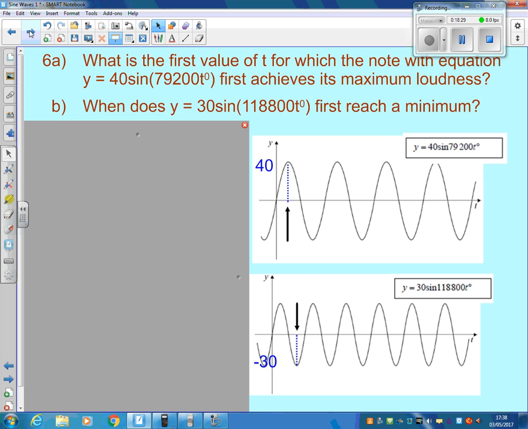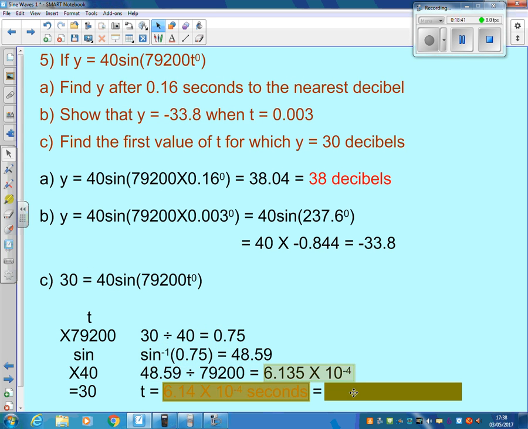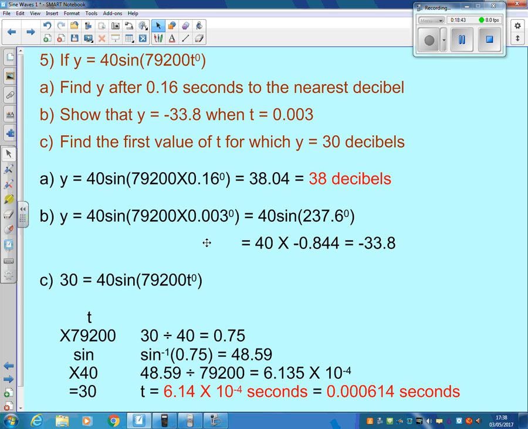Okay, let's have a look at some maximum and minimum points. What is the first value? Oh, sorry, I meant to say that on this one we could go through and do it this way, but you might also want to try shift solve.